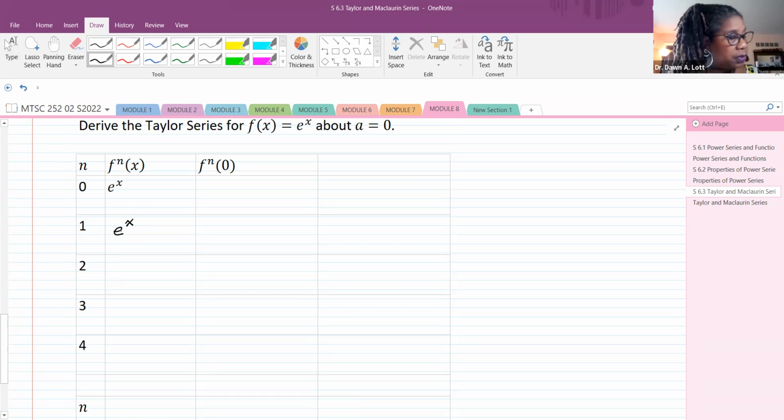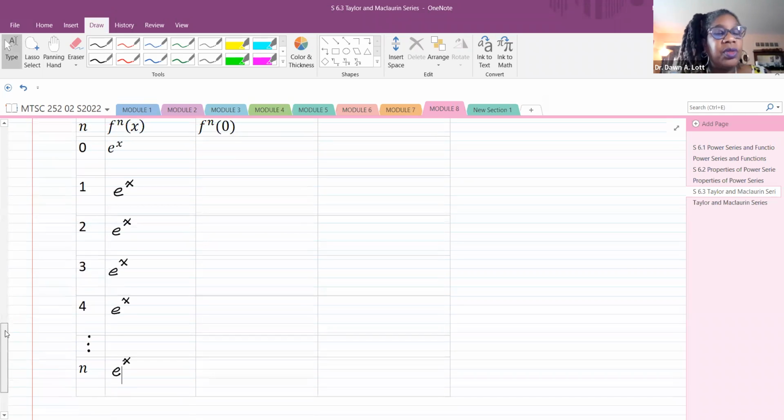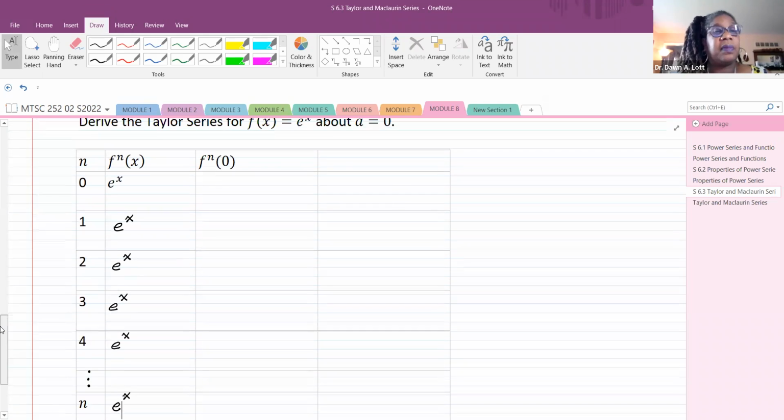And the second derivative of e to the x. And the third derivative of e to the x. The fourth derivative of e to the x. And the nth derivative of e to the x. Any questions? So this one is very easy.